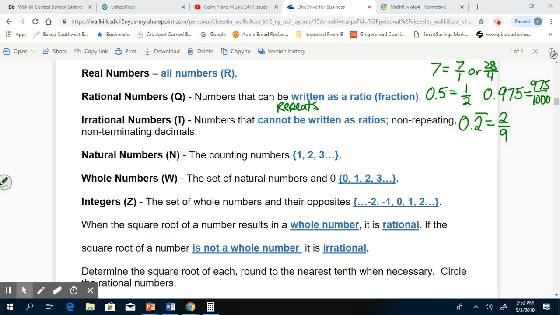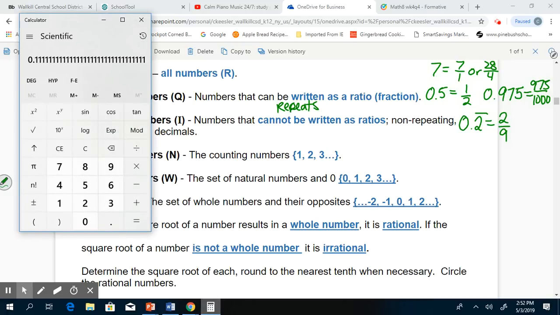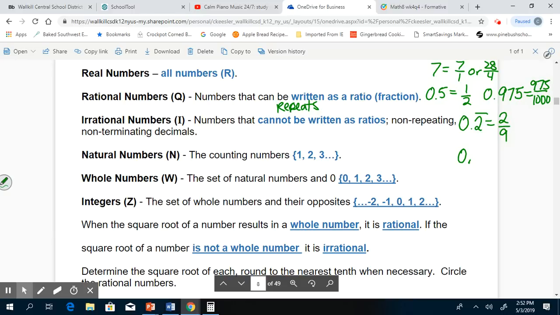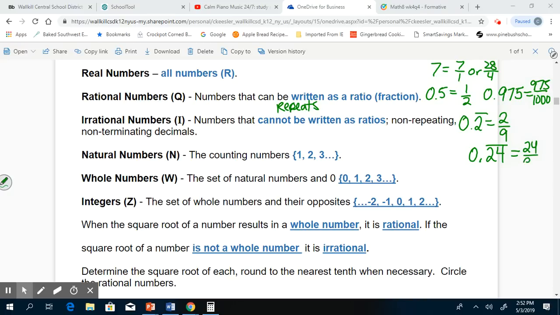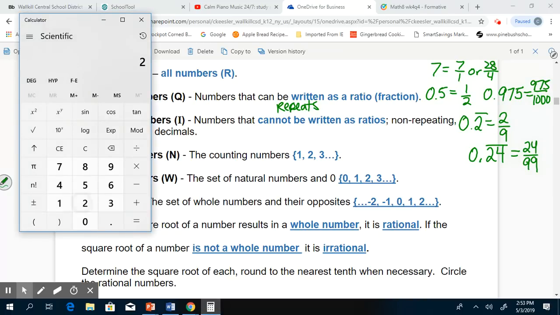And I can prove it to you by doing 2 divided by 9. And I get 0.2 repeating. Something like 0.24 repeating would be 24/99. And again, I can prove it to you if I use my calculator. I do 24 divided by 99, and I get 0.24242424 and so on.